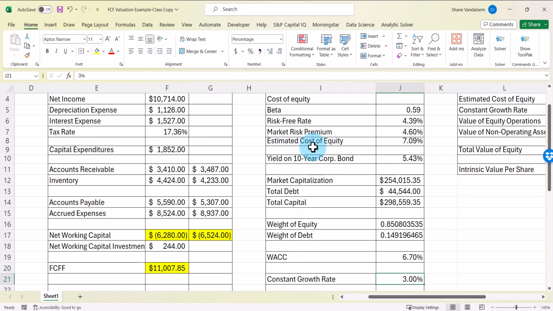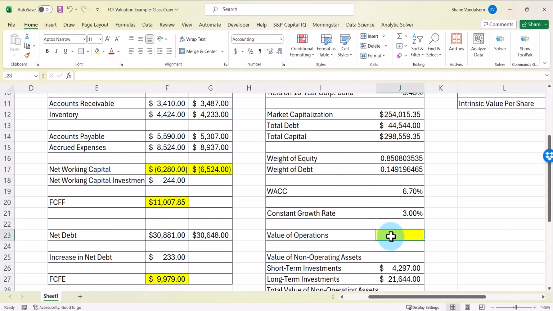I'm assuming a constant growth rate here of 3%, and let me explain where that number comes from. When we think about a company growing like Coca-Cola, the long-term growth is going to be restricted to the growth in the population and inflation. The long-term inflation rate in the United States is about 2%, and the long-term population growth rate in the United States is about 1%. So combining those together, we get a growth rate of about 3%.